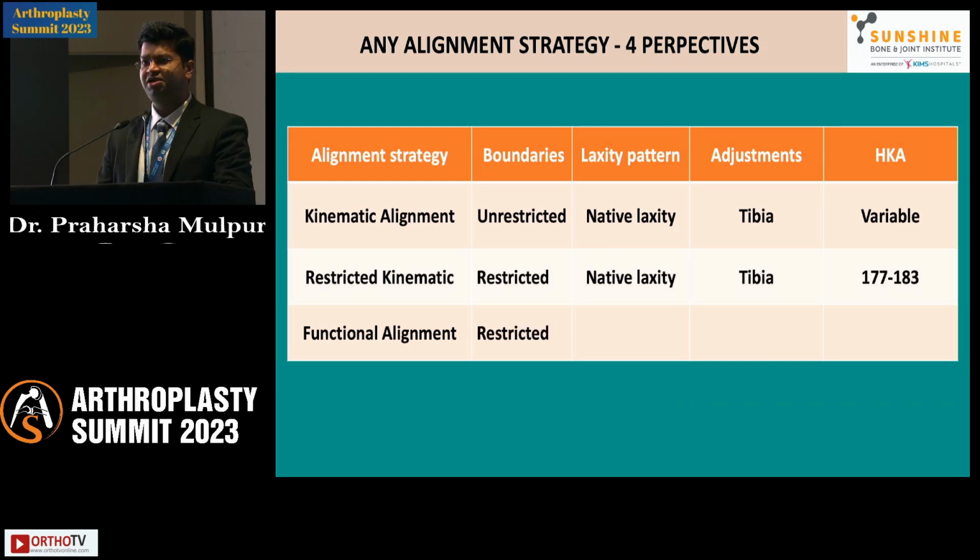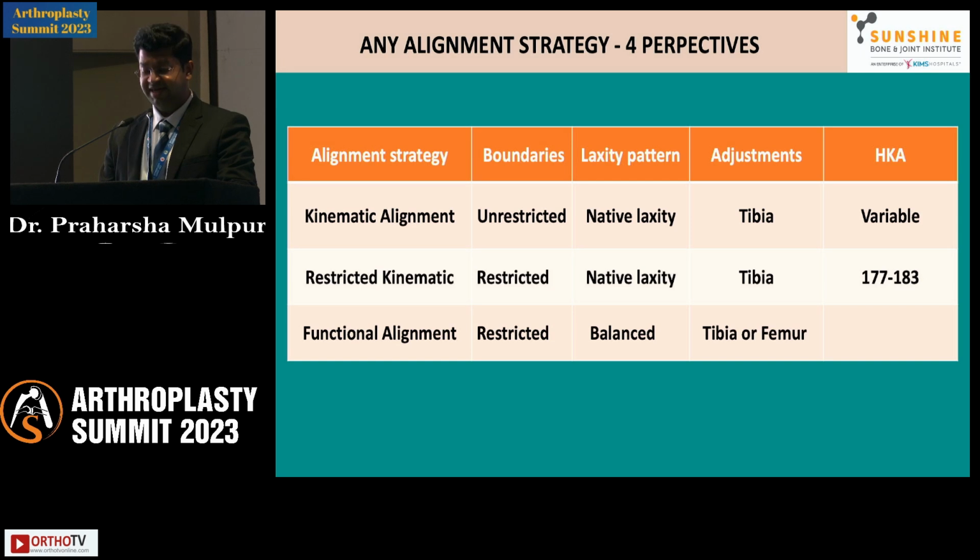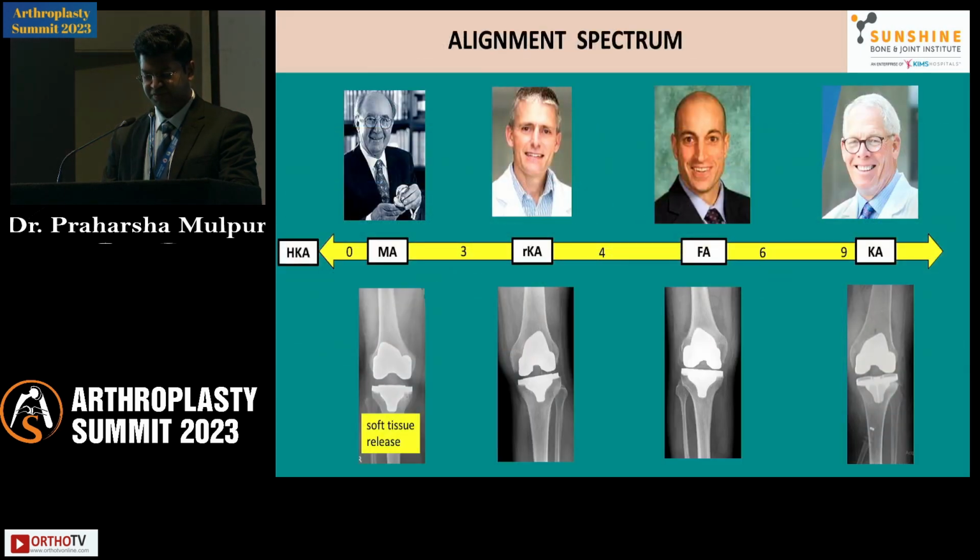Now, functional alignment is also a restricted thing because it has limits on how much valgus or varus you can put on the components, as well as a limit on the overall HKA. The laxity pattern in this doesn't focus on ensuring native laxity. The ultimate goal is to have a balanced mediolateral flexion and extension gap. The adjustments can be made on both sides, so you can play around with the positioning of the femur as well, in the coronal plane or the axial plane, to attain balance. And the limits of the overall HKA will be as defined for most of the alignments.